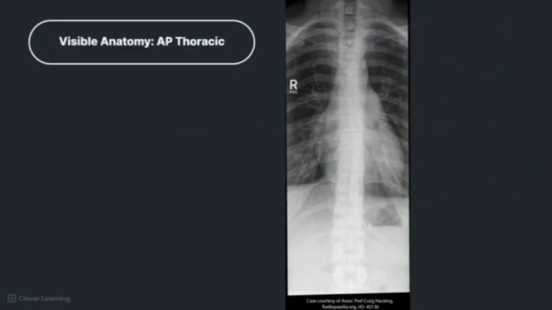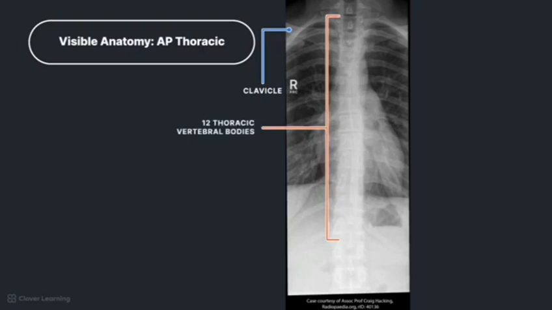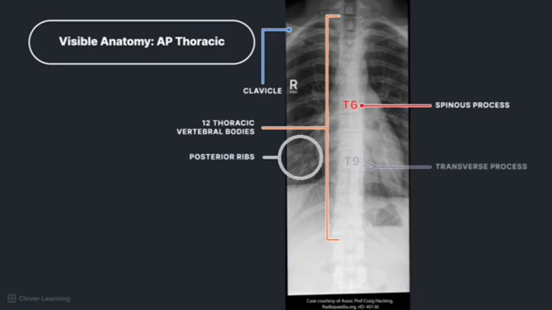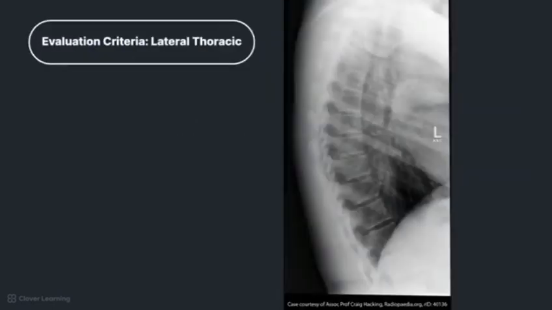Can you identify the anatomy? Working from superior to inferior, we can see the clavicles, first ribs, which articulate with T1, shown here. The remaining thoracic vertebral bodies of T2 through T12, spinous processes, this is T6, posterior ribs, and transverse processes, this is T9. Here, we have the lateral projection of the thoracic spine.